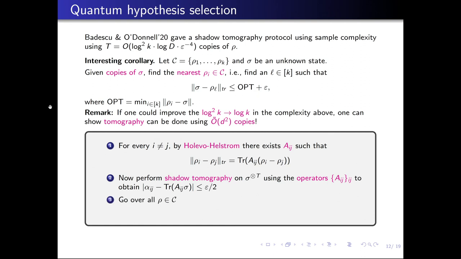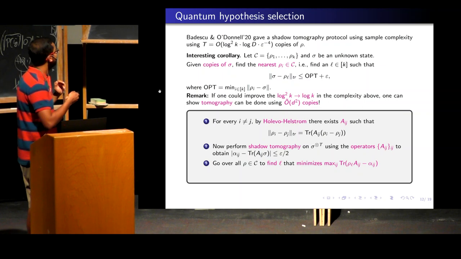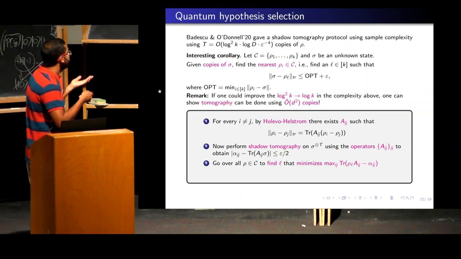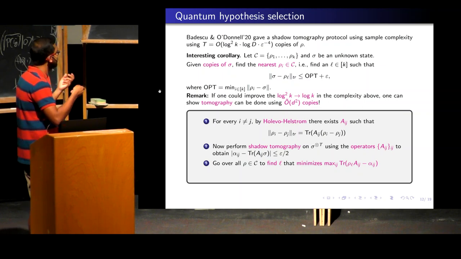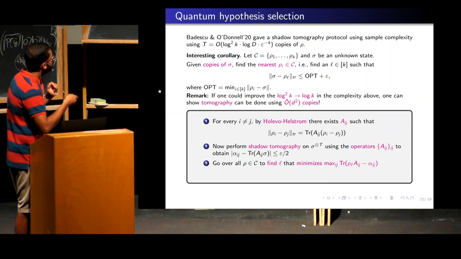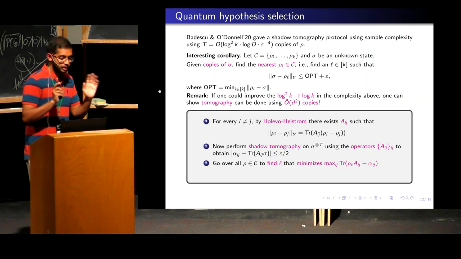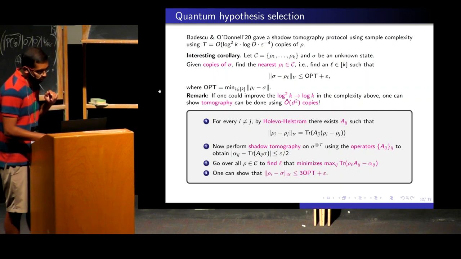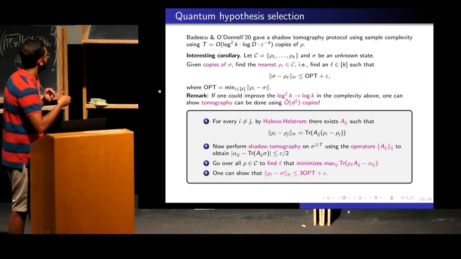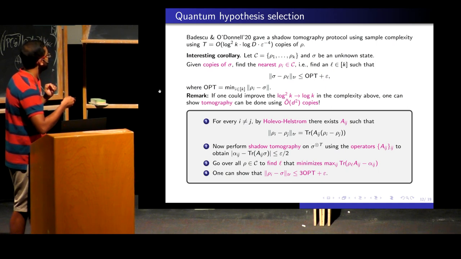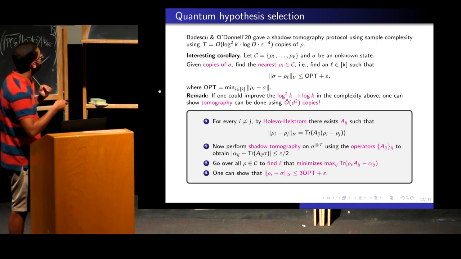And then they just go over all possible rho in the concept class and try to find the L that minimizes this. So try to find the L that minimizes the closeness property: find a rho_L such that the trace of rho_L times A_ij minus alpha_ij is the smallest for the maximum over i, j. And then if you use a little bit of analysis, you can show that rho_L minus sigma in trace distance is at most 3 times OPT plus epsilon. That's precisely how we want this, with the factor 3 here.